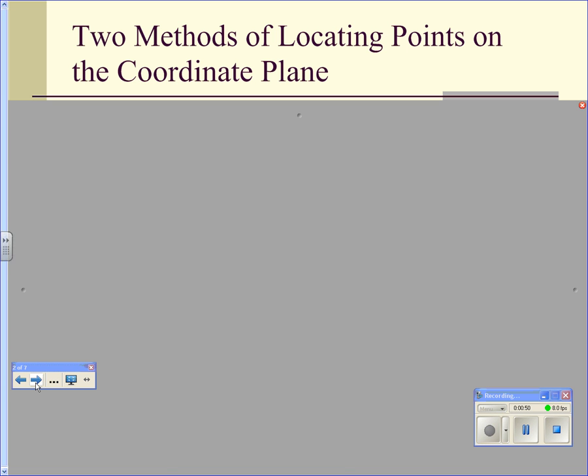There are two methods to locating a point on a coordinate plane. What is a coordinate plane? A grid, basically. How do you normally locate a point? Like they tell you 3, -2, right? So you go over 3 and down 2. Okay.